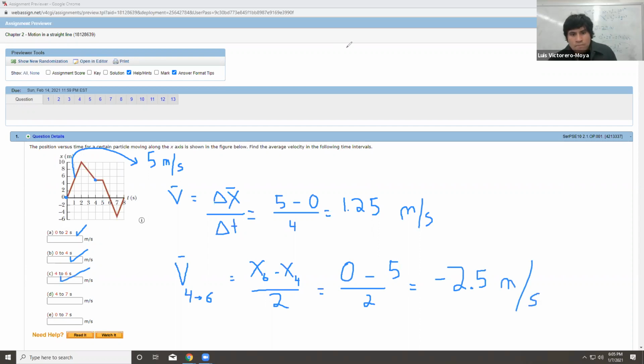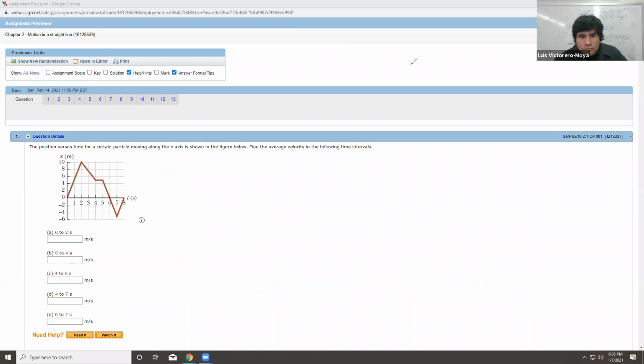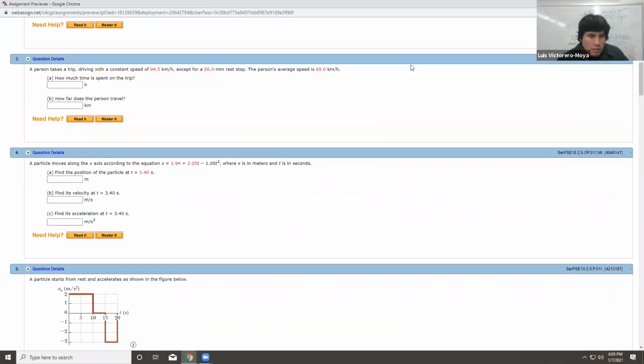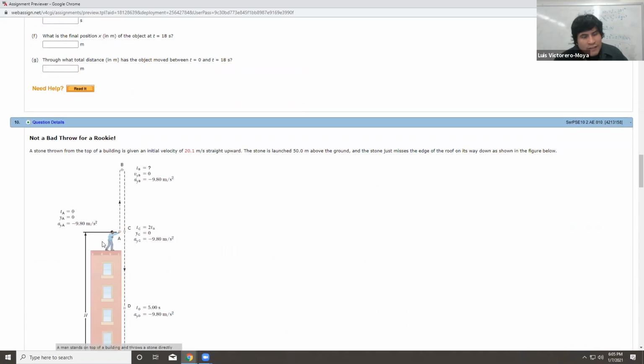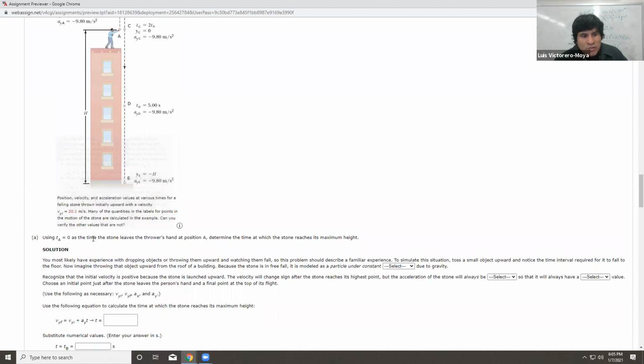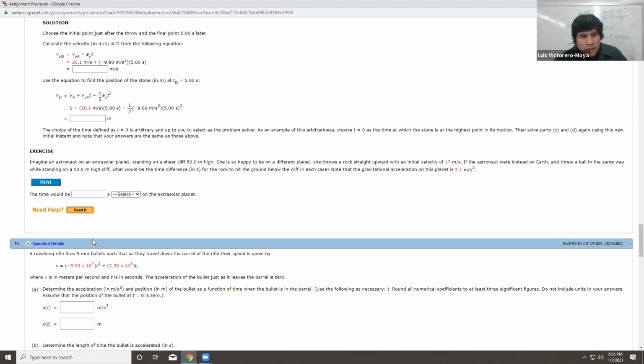Easy, right? So I'm going to leave it in there for a bit. All right. You are going to get a problem like this in the quiz for sure. Okay. Position versus time graph. This one I did in the lecture. Check the lecture, but it actually takes you step by step. Okay.